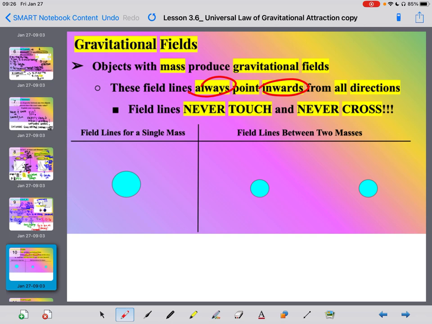From all directions, okay? So they can be coming from anywhere, but they're going to point into the object. The biggest rule here, and this is typically what people are going to get wrong, is field lines never, ever touch. They don't ever touch each other, and they don't ever cross each other. And if you ever draw a picture where they touch or they cross, it's automatically wrong. So you really got to follow this rule.